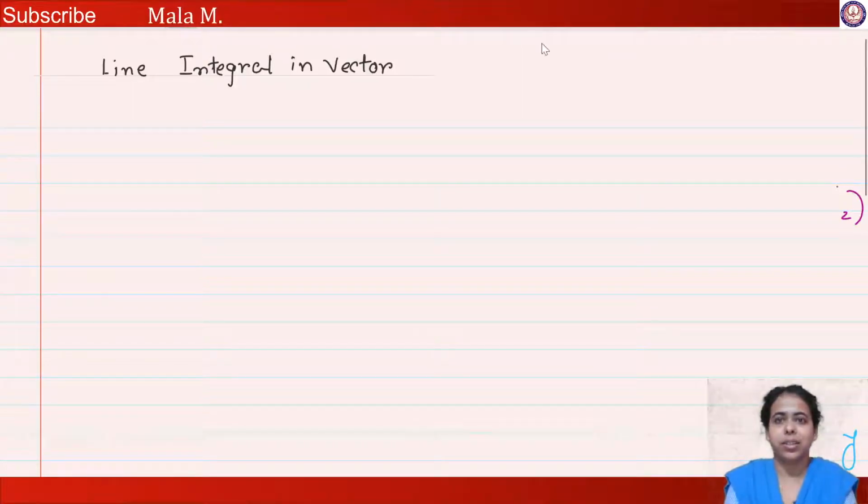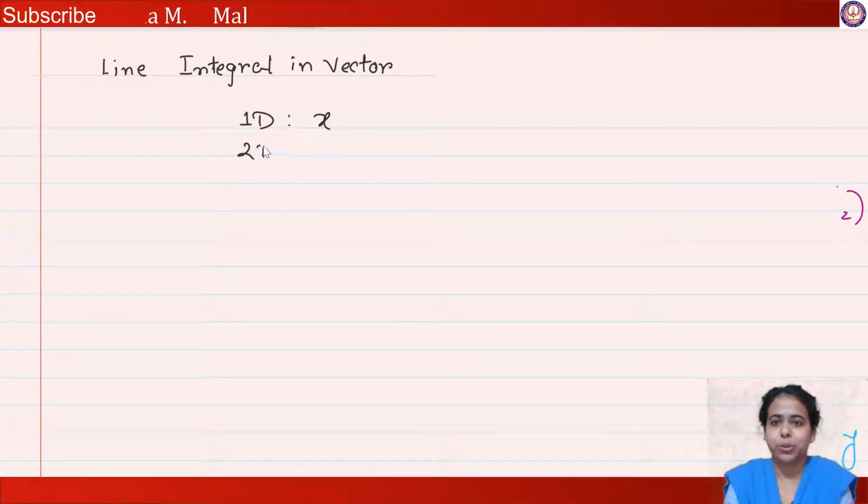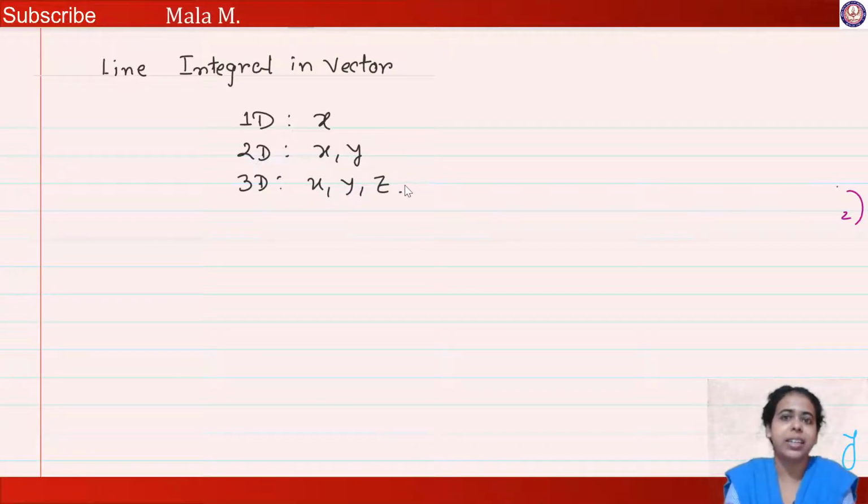Hello dear students, today I will talk about line integral of vectors. So line integral of a vector can be in 1D, 2D or 3D. For 1D there is only one parameter x. For 2D, as you know, there are two parameters x and y, and for 3D there are three parameters x, y and z. So how is the line integral in vector calculus written?